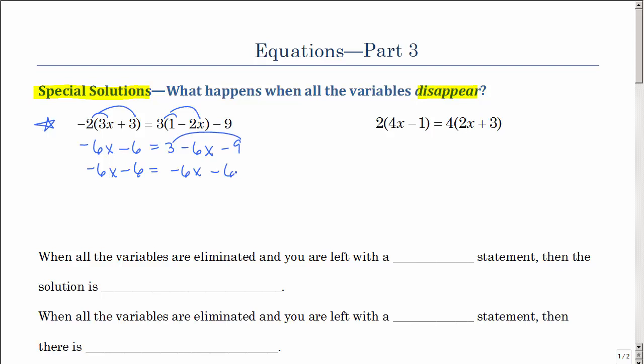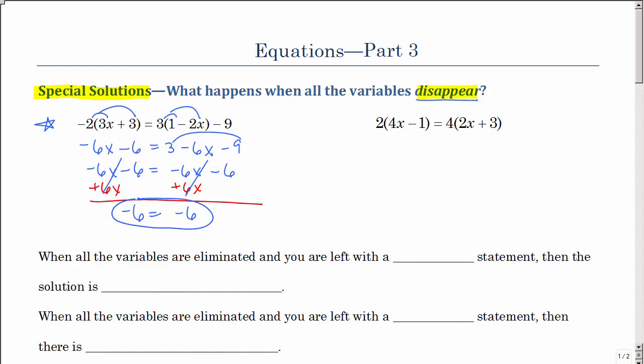But let's say you didn't see that and you went, well, my teacher said I need to get the x's on one side, so I'm going to add 6x to both sides. Well, what happens then? I don't have any variables left. The variables have disappeared. You then have to stop and ask yourself, what do you have left? Do you have a true statement or a false statement?